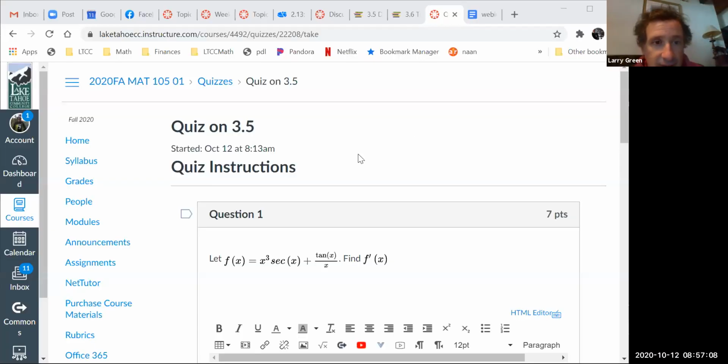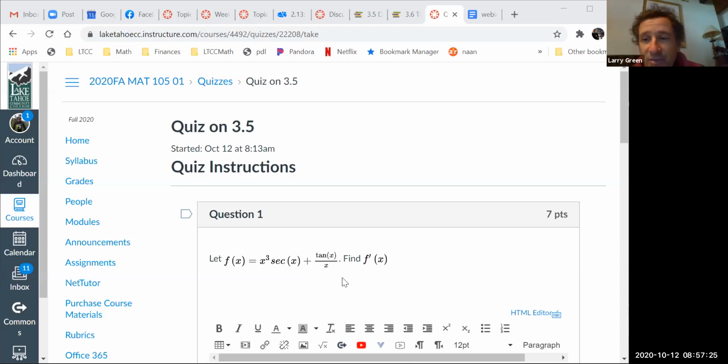and we'll go over the quiz. So let me share my desktop. Okay, so here is the quiz. And the first question is: if f of x is equal to x cubed times the secant of x plus the tangent of x over x, find the derivative.